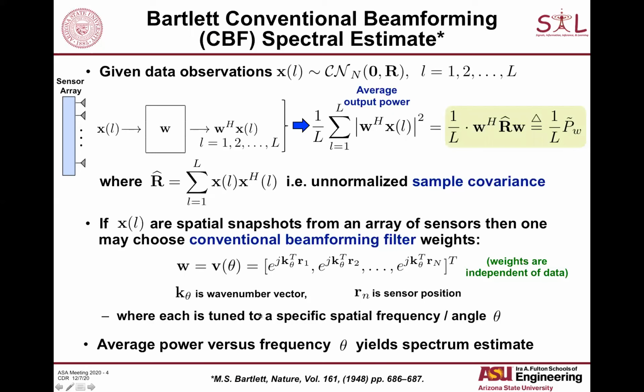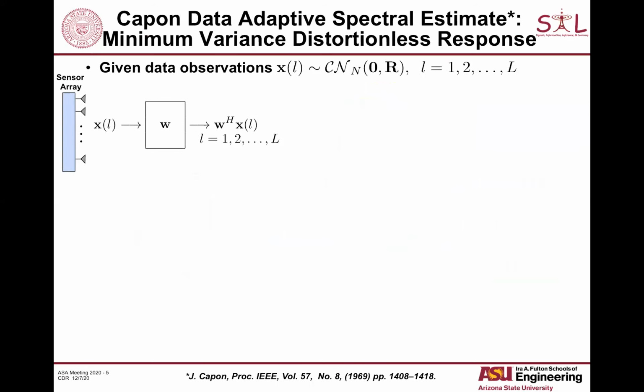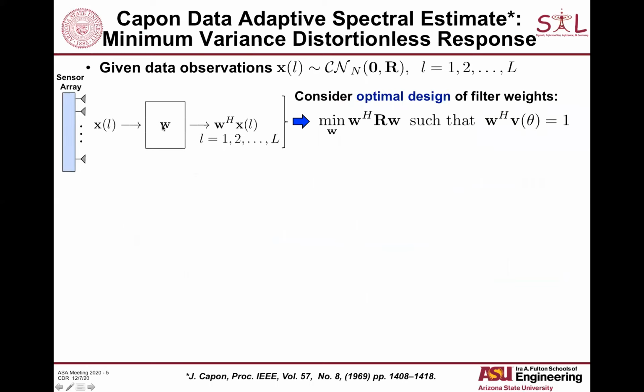And so if I were to average the output power and plot this versus frequency, it would yield an estimate of the spatial power spectrum. Now, Capon took a different approach. He said maybe we should consider designing these filters in an optimal way. So he proposed this optimal design for the filter weights and basically said, we should consider choosing w to minimize the output power such that we maintain a unity gain in the direction we're looking in. This minimization of output power can be interpreted as a filter stop band constraint, and this unity gain in the direction that I'm looking in can be interpreted as a pass band criteria.